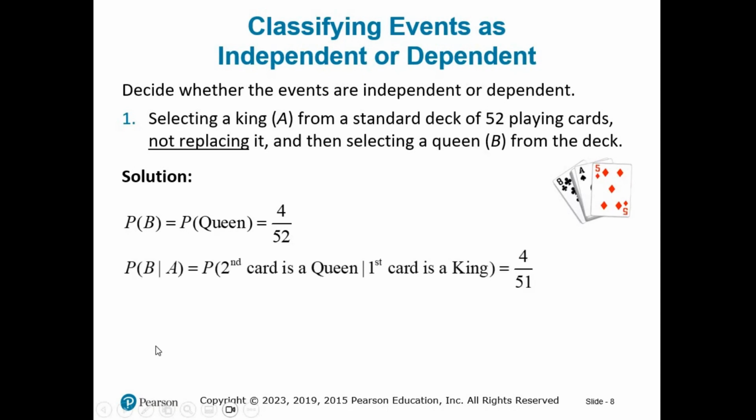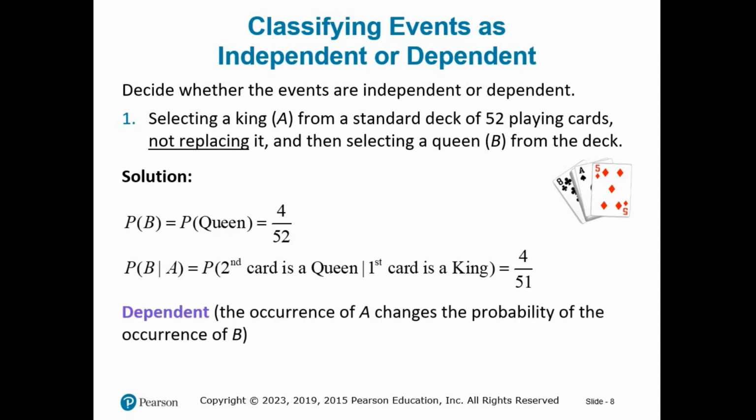Then what's the conditional probability of drawing a king first and not replacing it? So from there we need to determine what's the probability of drawing a queen given that potentially the first card that was drawn was a king and it wasn't replaced. Well, we already kind of figured that one out. The probability of drawing a queen, given that we drew a card that was not replaced and that card was a king, was 4 out of 51. These two probabilities are not equal to each other. The probability of B compared to the probability of B given A are not the same fractions, so these events are dependent.